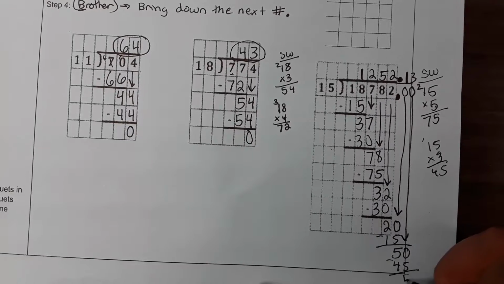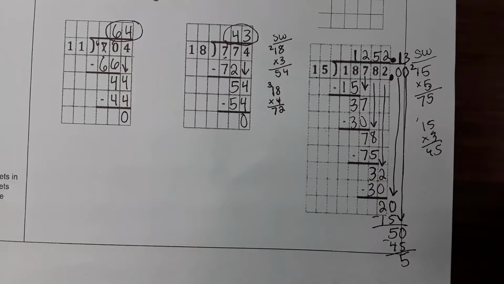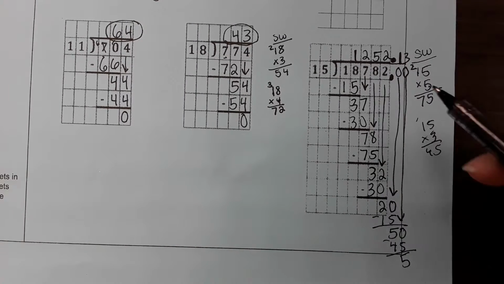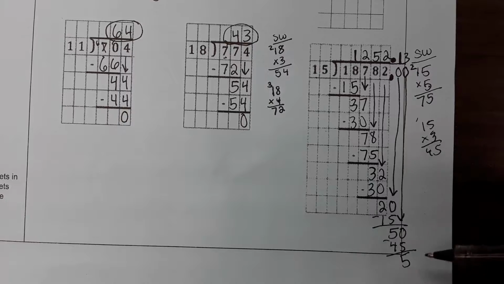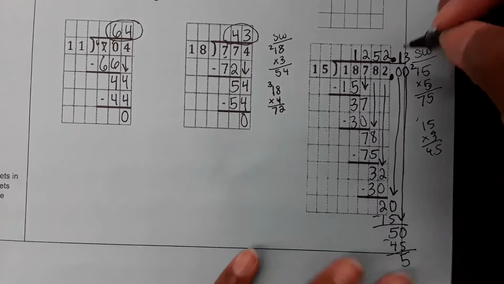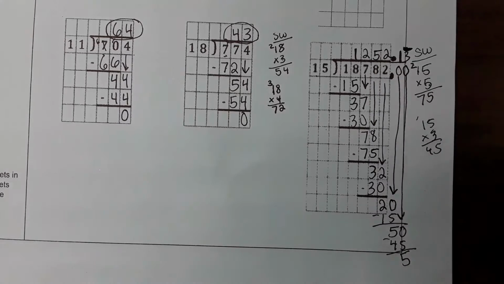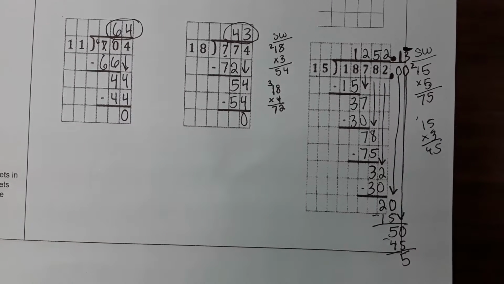And wouldn't you know, I'm starting to notice a pattern. I have 5 all over again. If there's only 0s left over and I keep getting 5 left, that means it's a repeating decimal. So I'm done because that 3 is just going to keep going. 3, 3, 3, 3, 3. So my quotient is a repeating decimal.